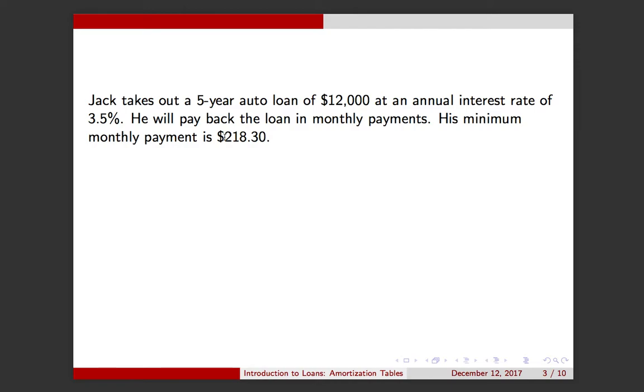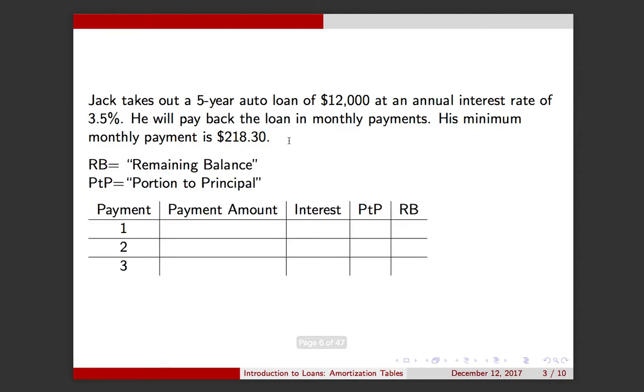Next time we're going to get these numbers, this payment number, from an online calculator. But for the sake of this video, it doesn't matter where it comes from, just accept that this is what the payment is. So for 5 years, this Jack guy is going to write a check to the bank, or whoever controls his loan, for $218.30. At the end of the 5 years, his $12,000 loan will be paid off as a result of these monthly payments of this size.